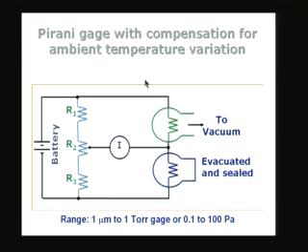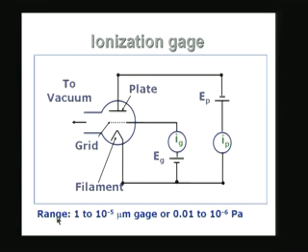If the vacuum pressure is even lower, that is higher vacuum, lower pressure, I will have to use a different type of gauge. And for that, I use what is called an ionization gauge. The principle of the ionization gauge I will explain first, and we will see how it operates.